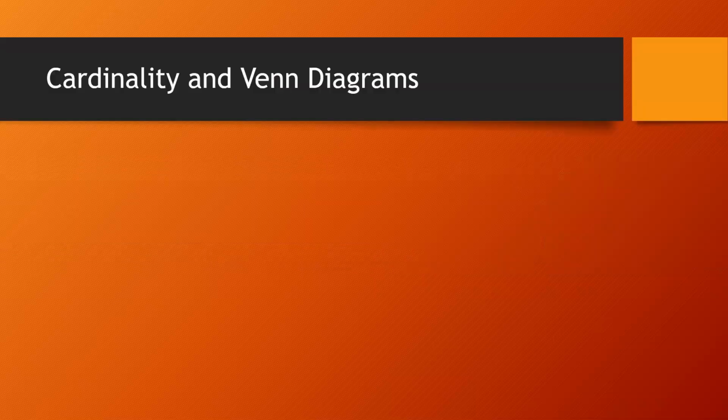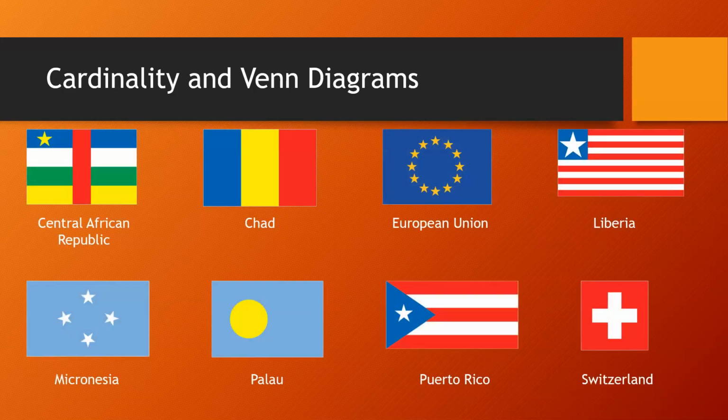We're going to look at how cardinality can be shown in Venn diagrams. And to begin, we'll look at an example involving flags. So there's lots of flags in the world. Here's a small collection of them. There's only 8 of them. These are the only ones we're going to consider. So this will be our universal set.